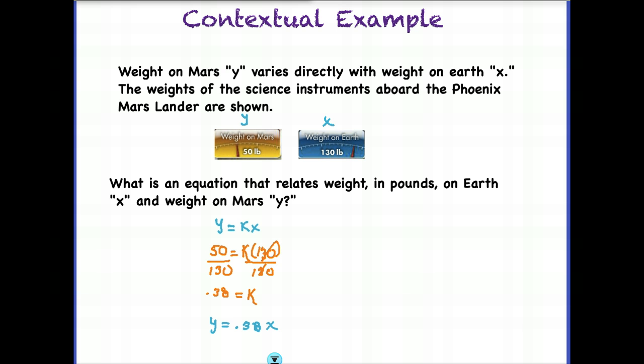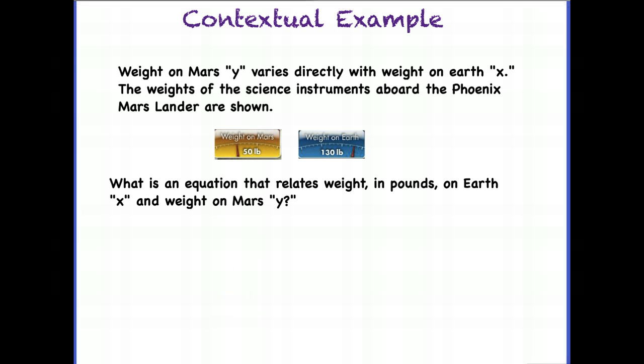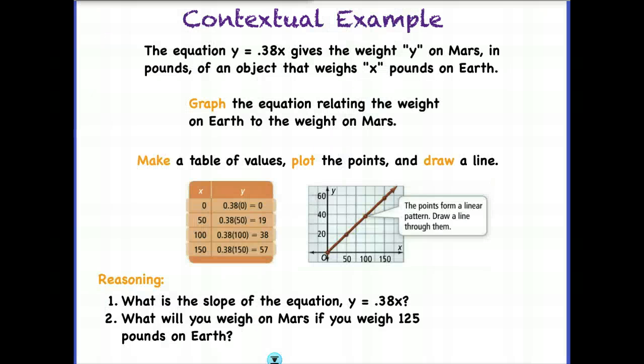Okay, now let's look at part 2. So the equation y equals 0.38x that we found gives the weight y on Mars in pounds of an object that weighs x pounds on Earth, right? Mars and Earth vary directly by this constant of variation, 0.38. What we want to do first is graph the equation relating the weight on Earth to the weight on Mars. So one way we can do that is to make a table of values, plot the points, and draw a line.